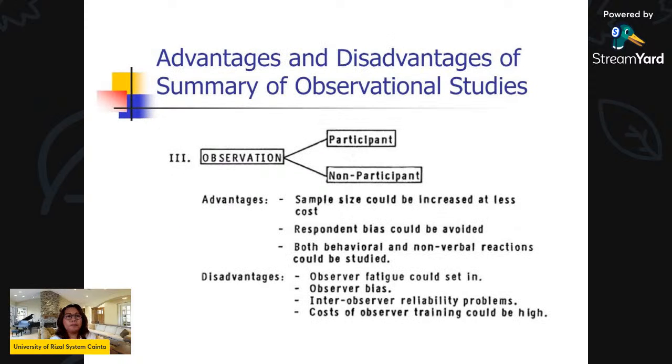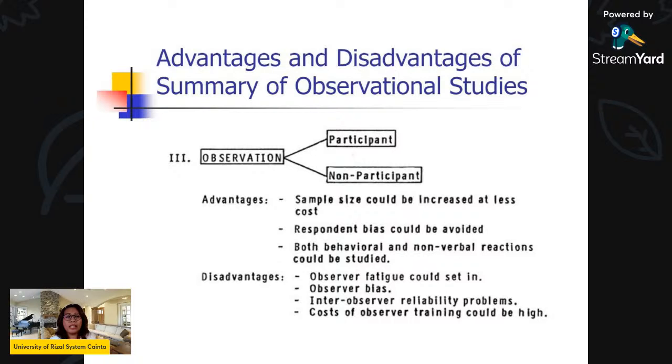Okay? Next. Ano naman ang advantage and disadvantage of a summary of observational studies? We have to be particular as to the focus of the observation process that we need to look upon. So there are two things that we need to summarize, the participants and the non-participants. So alam na natin kung sino yung participants at non-participants sa ating observation. So, remember lang yung advantages and disadvantages nito.